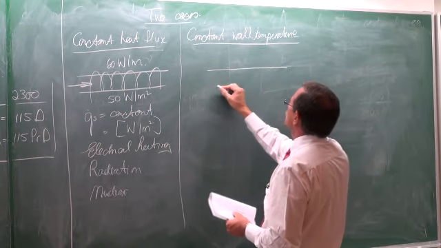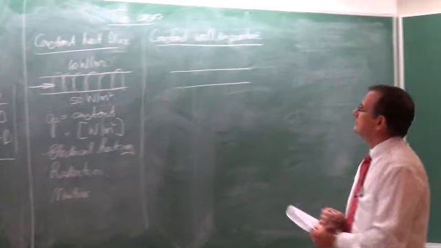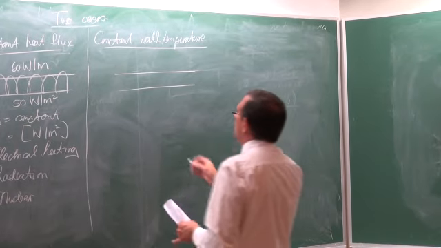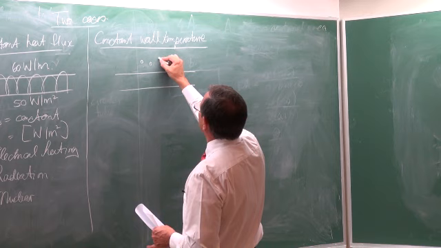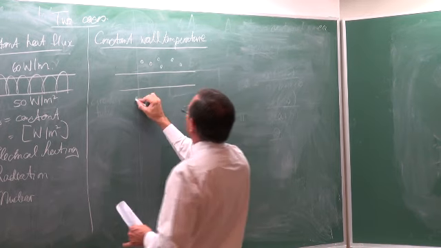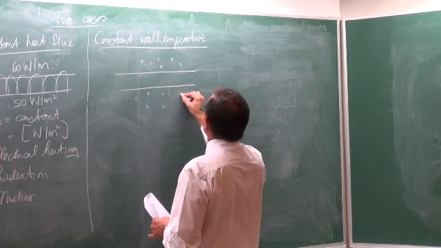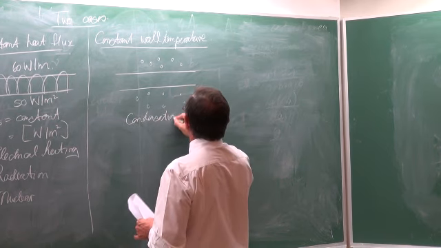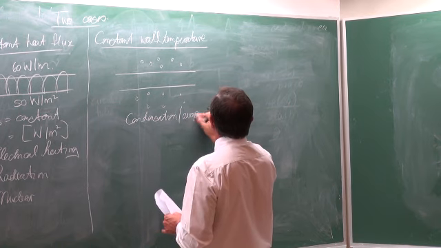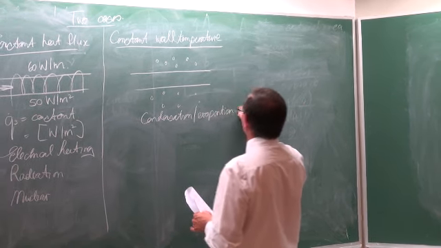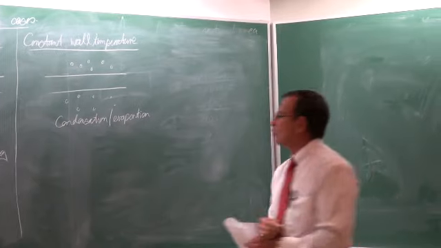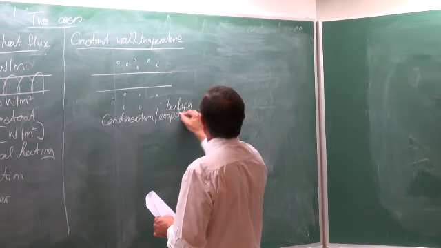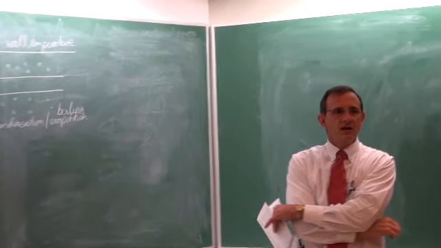The other case is the constant wall temperature. Constant wall temperature is where on the outside we have condensation or evaporation, boiling. Condensation or boiling or evaporation. Okay, there is actually a difference between evaporation and boiling. We're going to do that later.